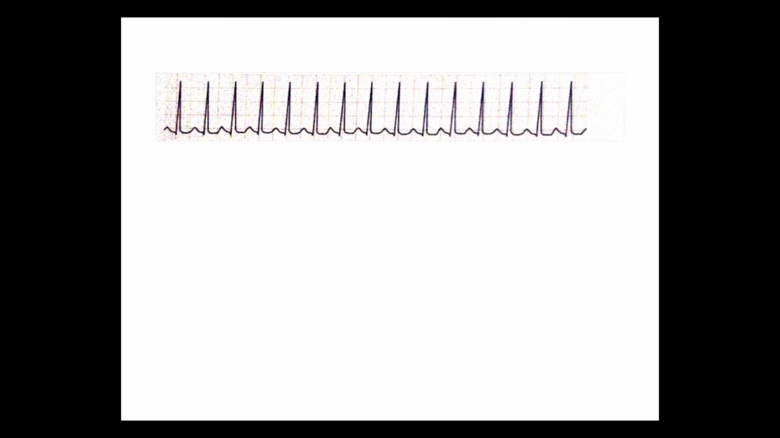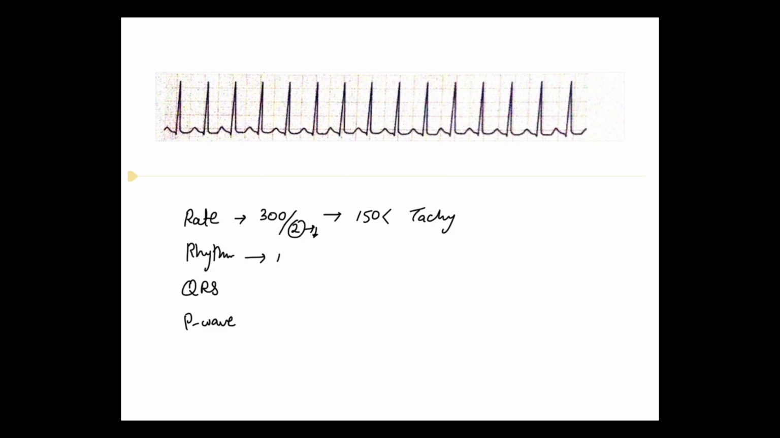Now let's look at this next ECG. We can see that it looks a bit weird, but let's follow the steps and see what we find out from this. First of all, it is regular. So the rate formula would be 300 divided by the number of boxes. It seems like it's less than 2, but we can definitely say 2. So that will make it 150. Yes, the heart rate would be 150, and that makes it tachycardia.